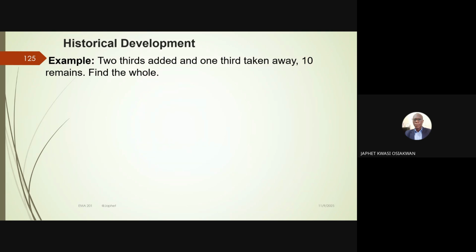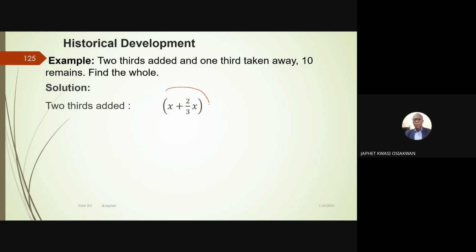I said 2/3 of a number added. 2/3 of what? Okay, so you don't know the number, so you say that the number, the whole, should be x. Is that not it? The whole should be x. So look at it, 2/3 added. So this is the 2/3 that has been added.